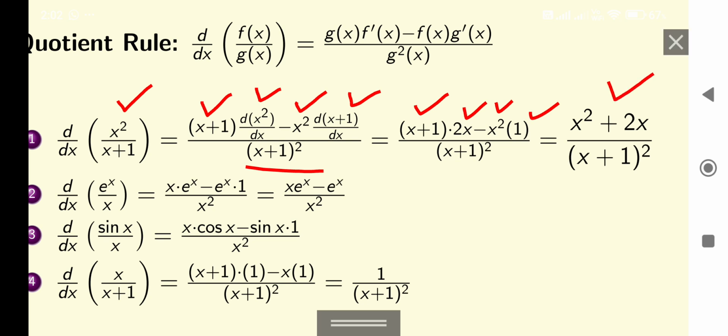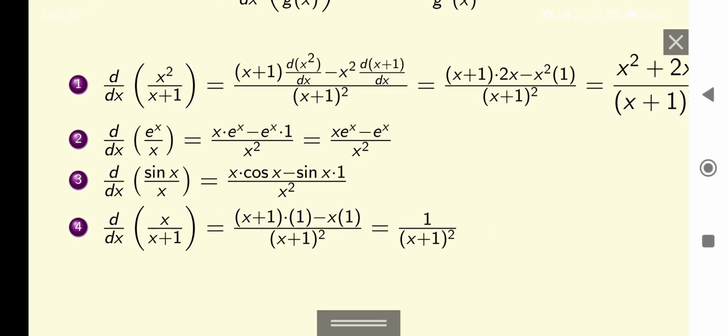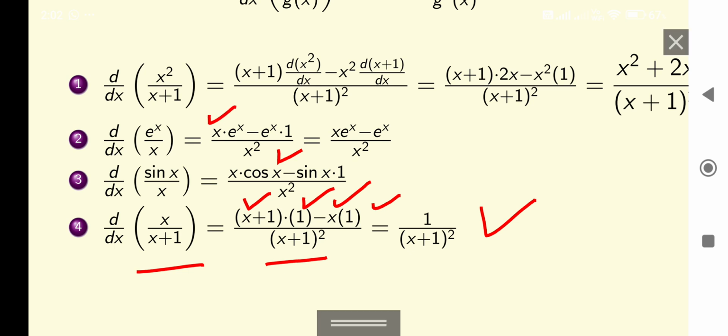Similarly, in all these questions, we can apply this rule. For example, here we did x plus 1 square. Now x plus 1 as it is, derivative of x is 1, then minus x as it is, and derivative of x plus 1 is 1. So finally we get this answer. Here also we did the x square, then x as it is, derivative of e to the power x is e to the power x, minus e to the power x as it is, and derivative of x is 1. So finally we got this answer.